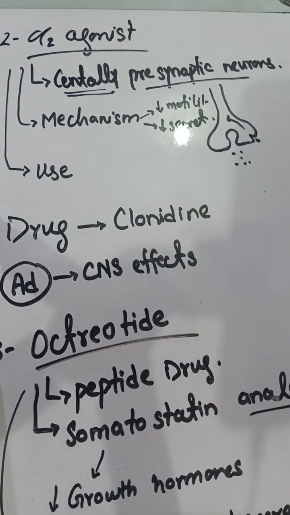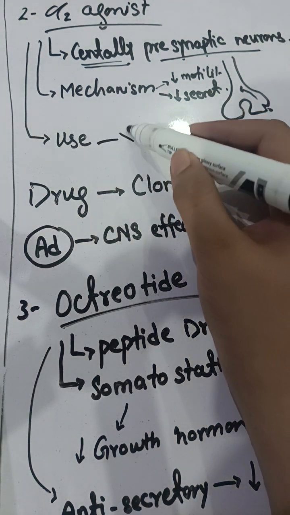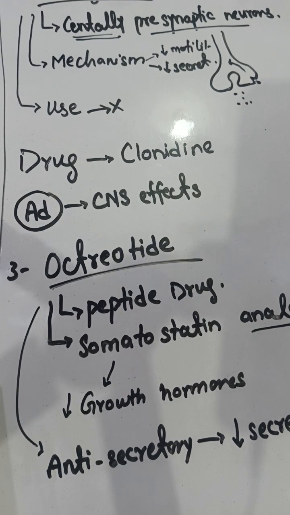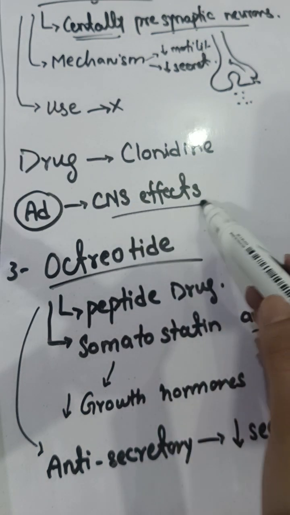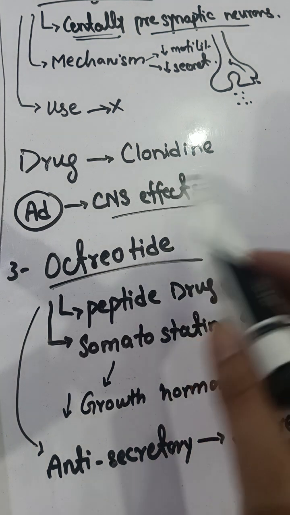Okay, now let's discuss their use. So they are not particularly used clinically, so they are not given to the patients. Next, the drug which is included in this class is clonidine. Now they have some adverse effects because they can cross the blood brain barrier, so they can cause CNS effects. But the CNS effects are not very severe, like we can have a small fever, headache, or feel fatigue. So these are the minor CNS effects which can be caused by clonidine.